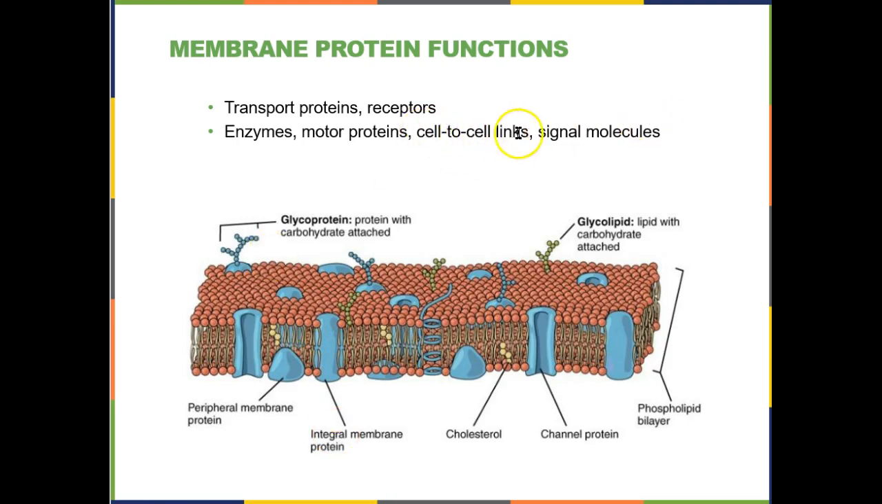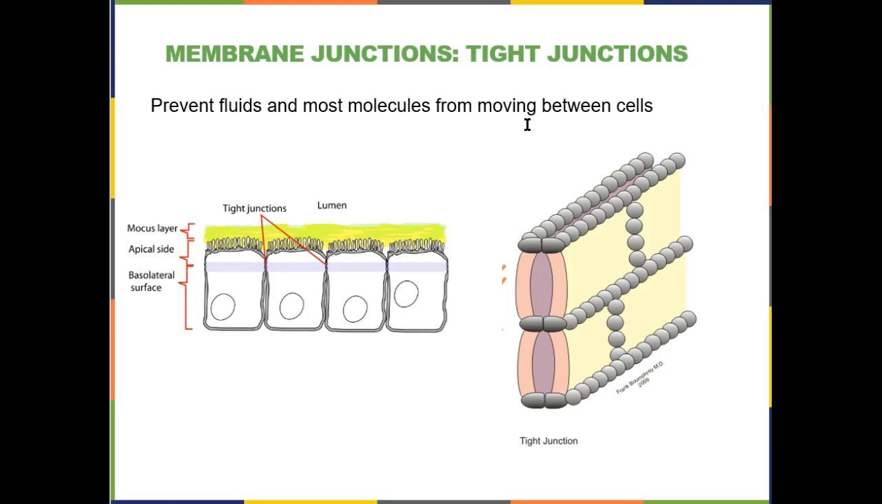This right here, cell-to-cell links, is what we're going to spend a few minutes talking about. It's just different ways in which proteins attach cells to each other as you build tissues and organs. So the first intercellular junction, or cell-cell junction, we're going to talk about is called a tight junction. Its job, as it says here, is to prevent fluids and any of the molecules that would be dissolved in that fluid from passing in between two cells.